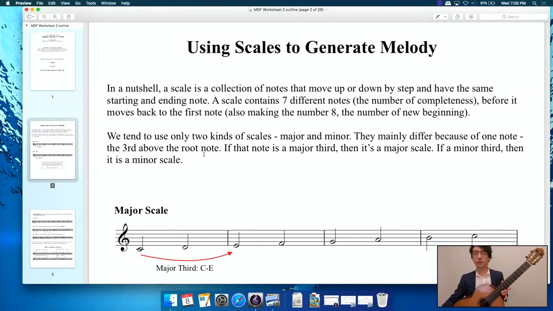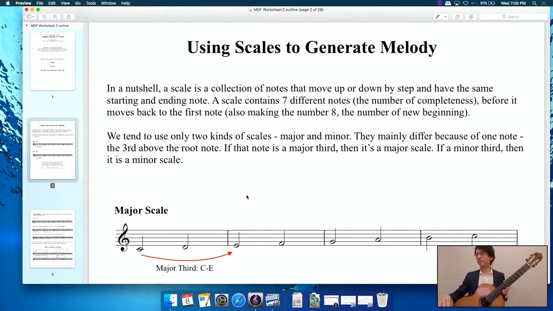So, using scales to generate melody. Some kind of use for scales. If you're one of those people who get a little bored with scales, then I hope this excites you a little bit, because scales are a really great resource, a really great building block for generating melody.